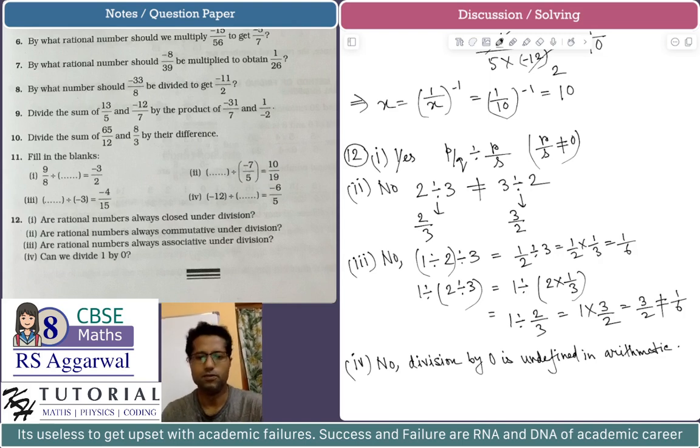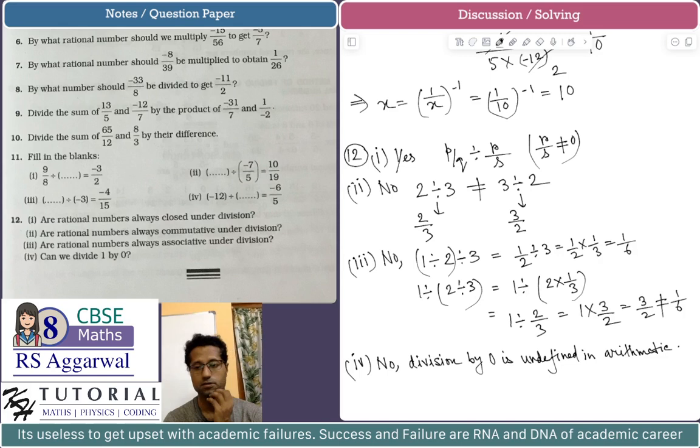which are based on the addition and multiplication and division of rational numbers and their properties, and the multiplicative inverse and multiplicative identity.